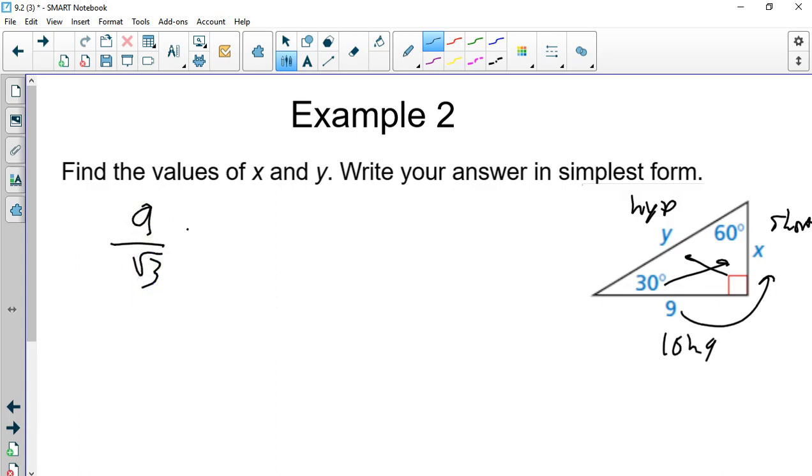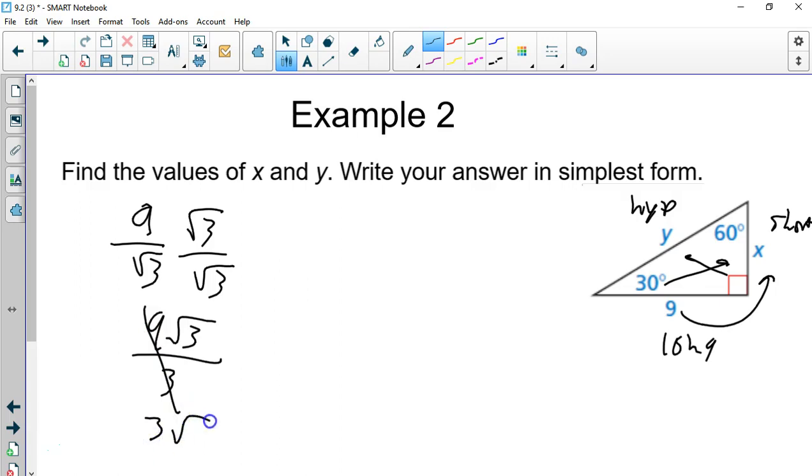Now remember, we can't have a radical on the bottom, so we need to rationalize this. So that gives me 9 radical 3 over simply 3, which cancels. So that means x is 3 radical 3. And now it's the easy part. Going from x to y is just doubling. So y is 6 radical 3.